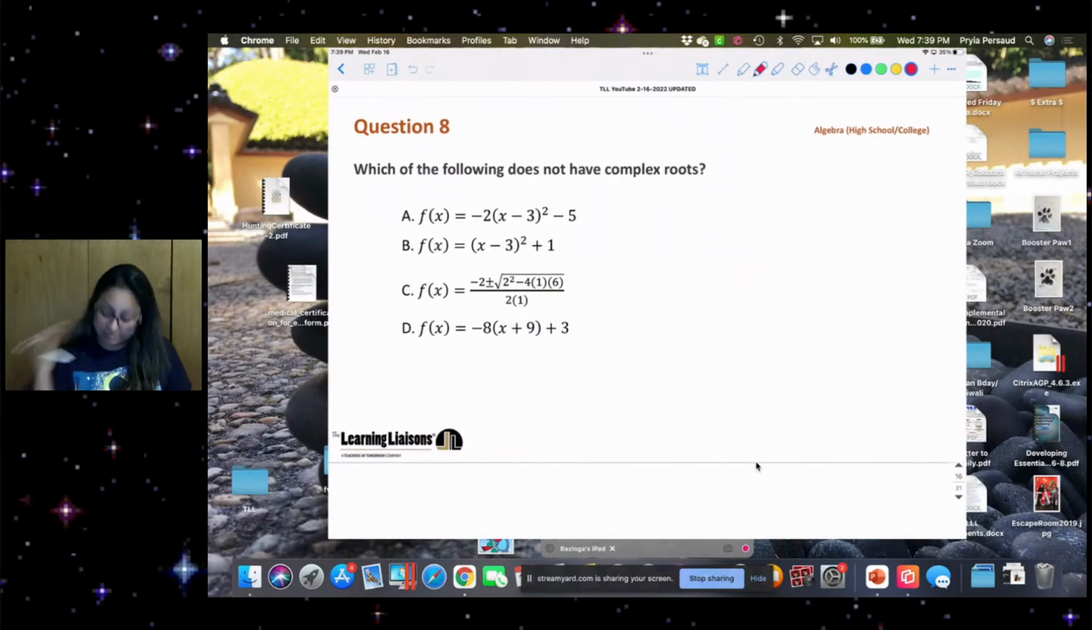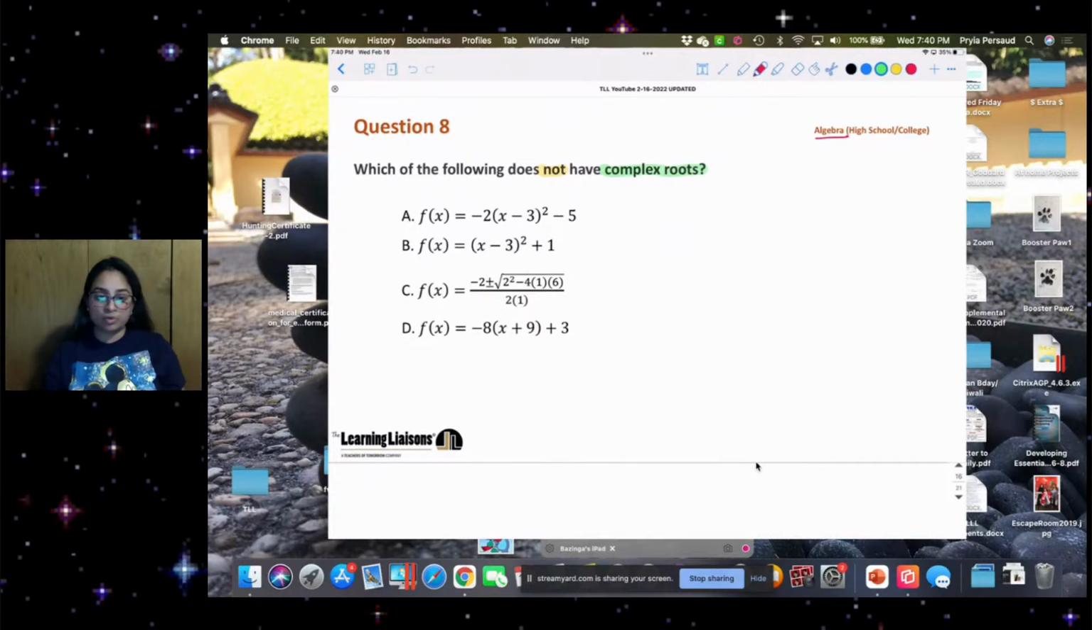Number 8. This is an algebra problem, generally high school or college. And I know some of you are already freaking out because you're just looking at the answer choices and going, well, this is not for me. That's okay. Don't freak out, read the problem, and then take it step by step and see where it takes us. So it's asking us, which of the following does not have complex roots? Keyword here is the not part, and they're asking about what? Complex roots.